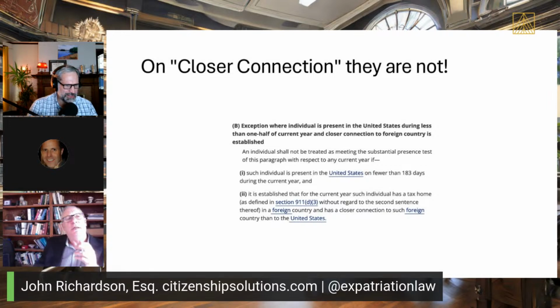I'm not sure how to read this. The regs may say something about this. Notice the way this is phrased. It's established for the current year the individual's tax home is defined, interestingly, without regard to the second sentence thereof, in a foreign country, and has a closer connection to the foreign country. I don't know what the words "is established" apply to, but what I don't see in there is anything that requires the filing of an 8840. It may. If you want to pull up the regulations quickly, we could see if there's anything in the regs. I did look at them, but I don't remember the answer to that question.